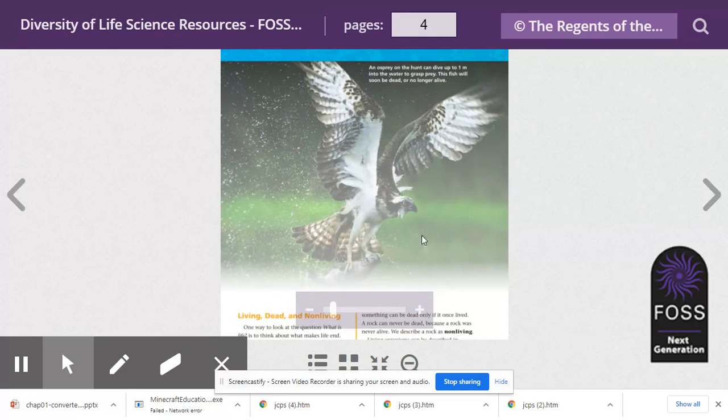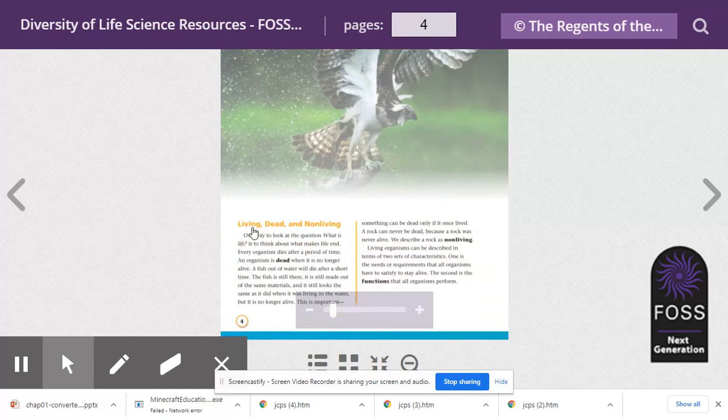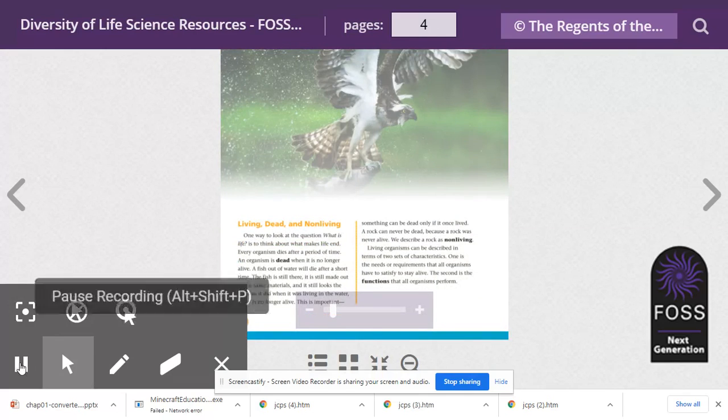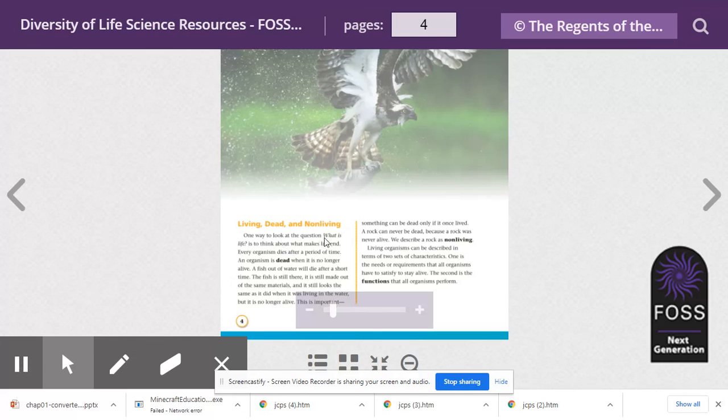So here's a picture of an osprey on the hunt. It's very nice. I like that image. So now we're going to learn about living, dead, and non living. All right. One way to look at the question, what is life, is to think about what makes life end. Every organism dies after a period of time.